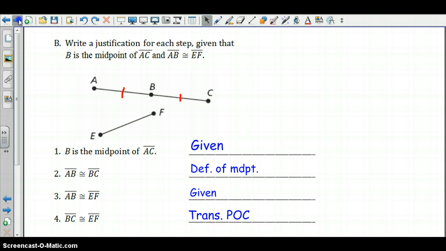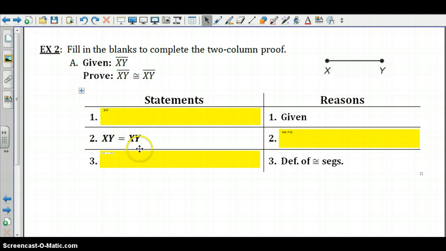So for the next example, we are given most of a proof. We just have to fill in what has been missing. Some of them are statements, one of them is a reason. So let's look at this proof. You are given segment XY. You're not told anything else about it, you just know that is segment XY. You are asked to prove that XY is congruent to itself. We are proving the reflexive property of congruence, but we're going to do that in a proof.